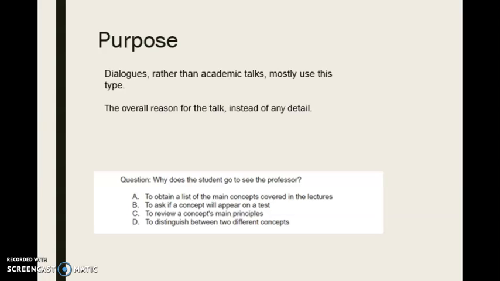Here we have an example of this type of question. Why does the student go to see the professor? So you have to be looking for the overall reason for the talk instead of any detail.